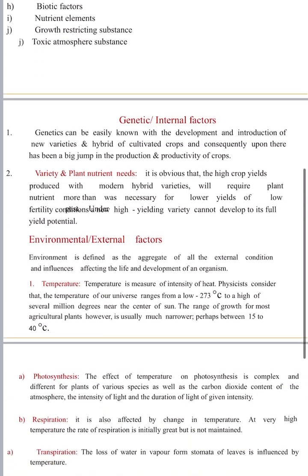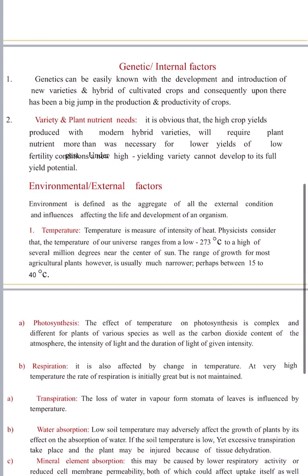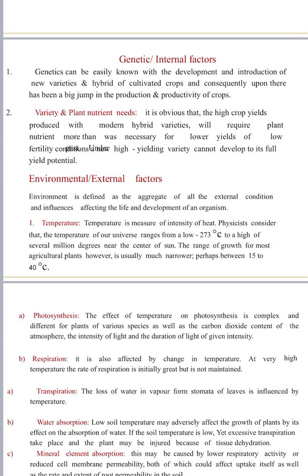The genetic and internal factors. Genetics can be easily seen with the development and introduction of new varieties and hybrids of cultivated crops, and consequently there has been a big jump in the production and productivity of crops. Variety and plant nutrient needs: it is obvious that the high crop yield produced with modern hybrid varieties will require more plant nutrients than was necessary for lower yields at low fertility conditions, and a high yielding variety cannot develop to its full yield potential.